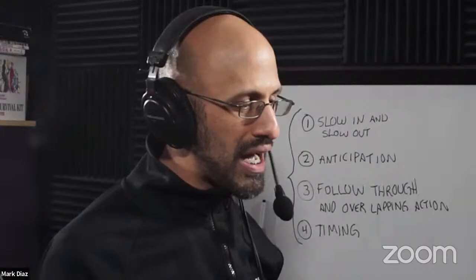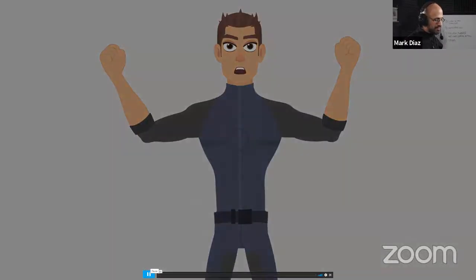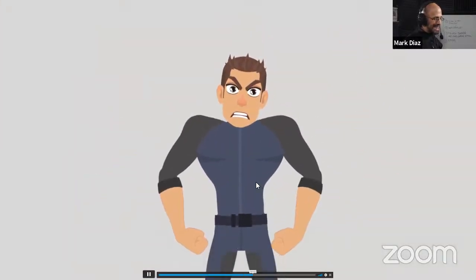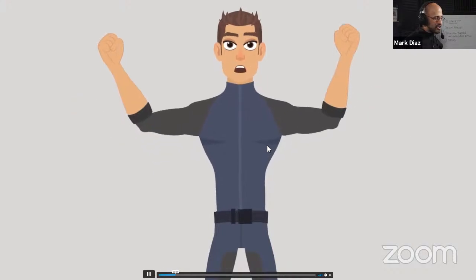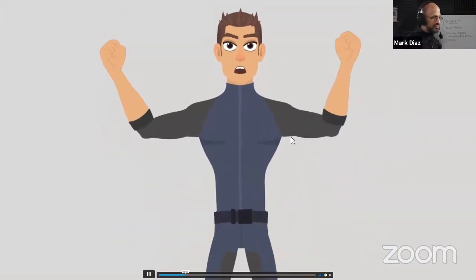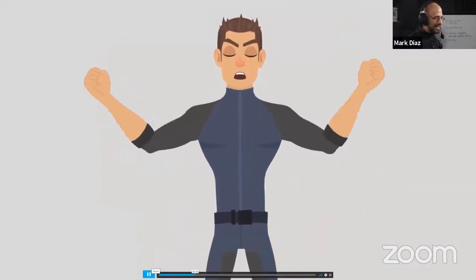Right. So let's talk about the slow in and slow out. I'm gonna show you how a character looks when he doesn't have slow in and slow out. Right? This is the movement. It's loading. So this is what in Cartoon Animator is called linear transition. Right? This is beginner animation.